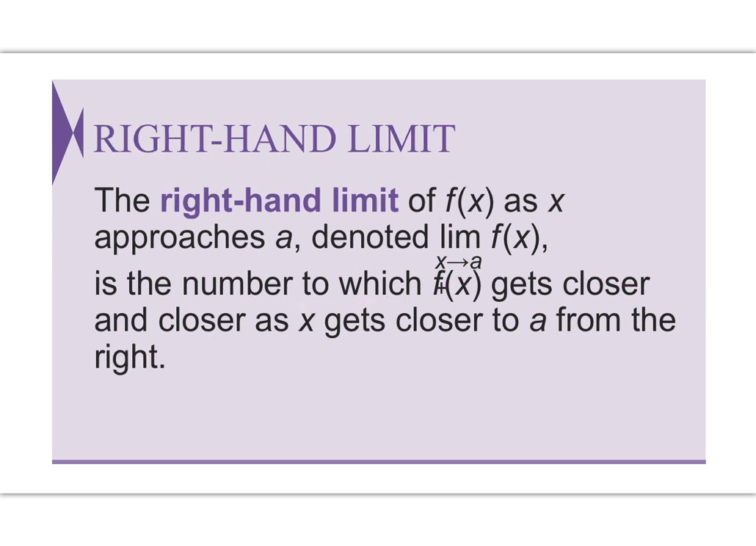So then the opposite is our right-handed limit. Our right-handed limit is what happens. Again, they're going to give you this x moving towards some number a, but now we're going from the positive side of the graph. So if we were to go all the way to the positive side of our number line and move towards that a value from the right, not to the right, but from the right, what is my y value doing here?